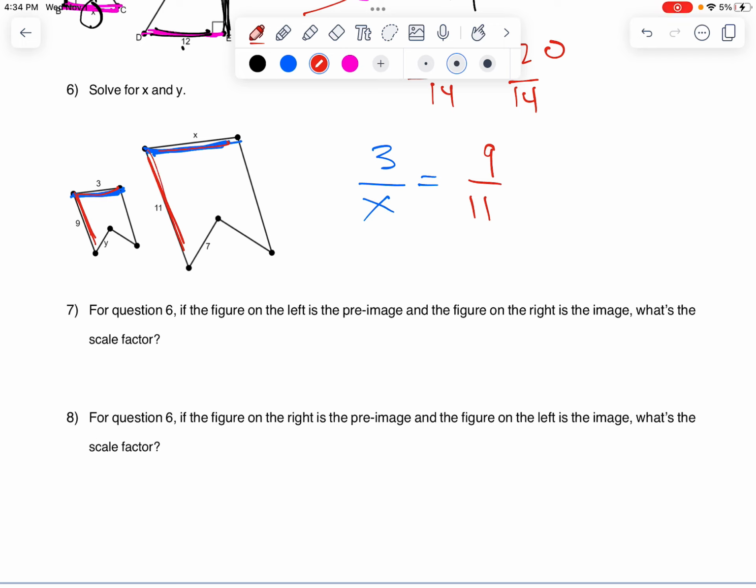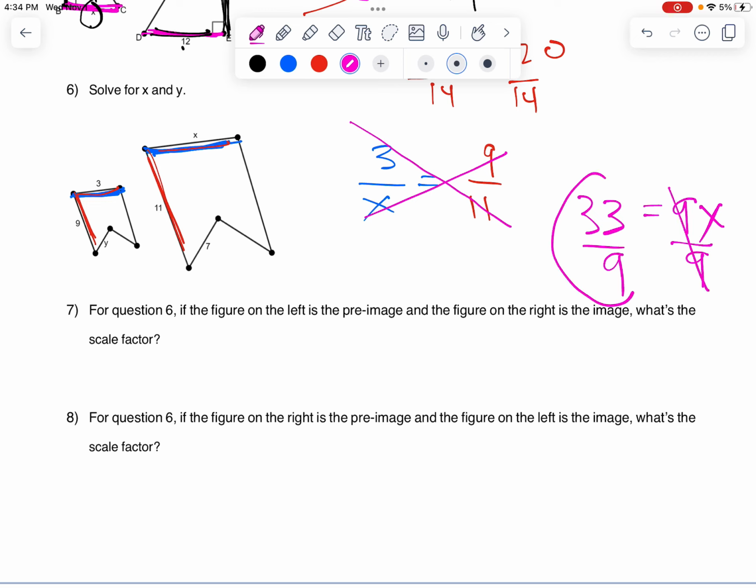So now how are we going to solve this out? Again, cross multiplying is going to be your big friend here. We're going to cross multiply these guys across. That's going to be 33. Cross multiply those guys across, 9x. Divide by 9, divide by 9. Those cancel. And that length for x is going to be 33/9.